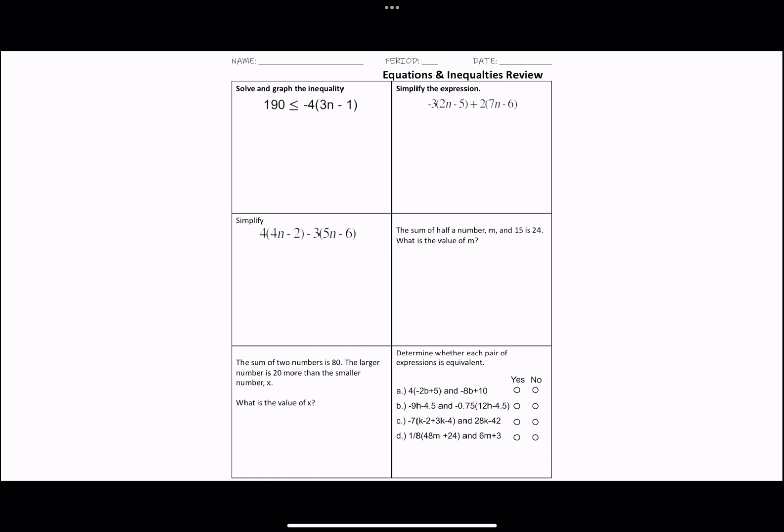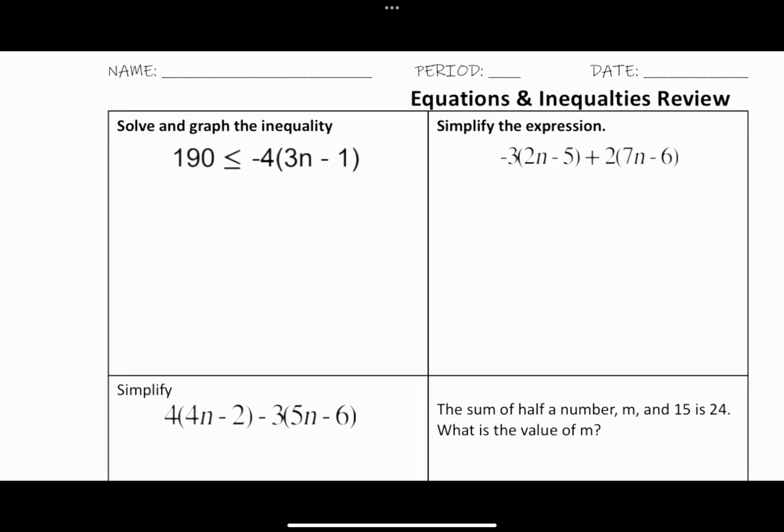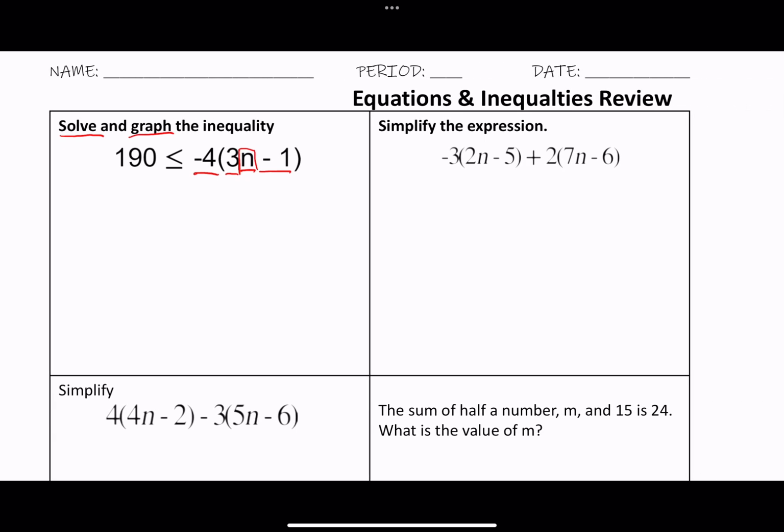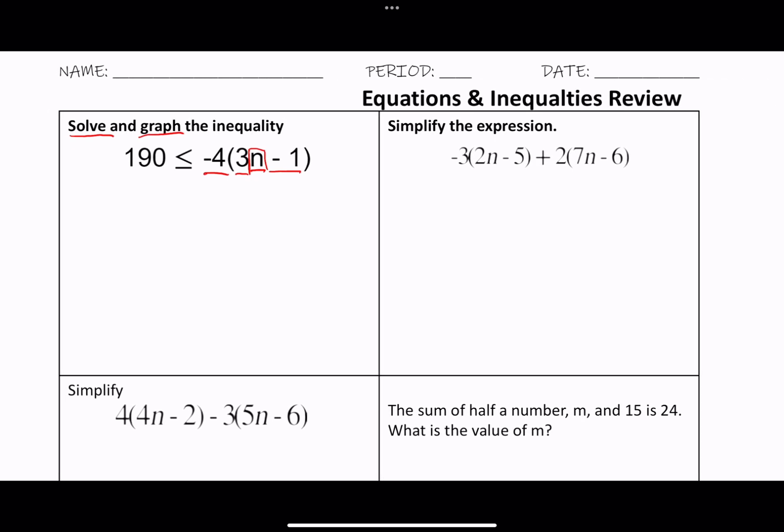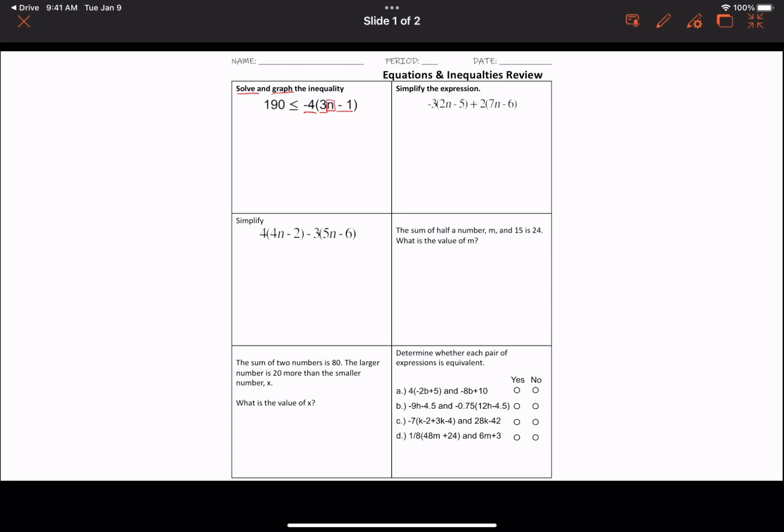All right, so first things first, reading the problem here. It says solve and graph the inequality. So I need two things. Solve, we'll be solving for n in this case. So we need to get n by itself, but then we also need a graph. So we need both of those things. So let's work on isolating n. That means we do need to get rid of this -4, this 3, and this -1. And the order in which we do that can change, and how we get rid of those things can also change how we go about solving these problems.